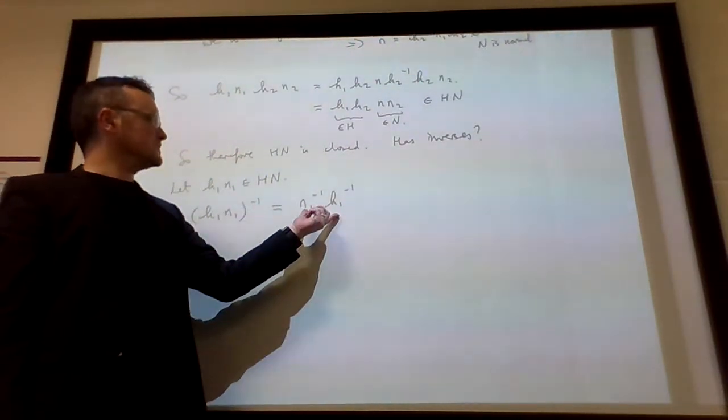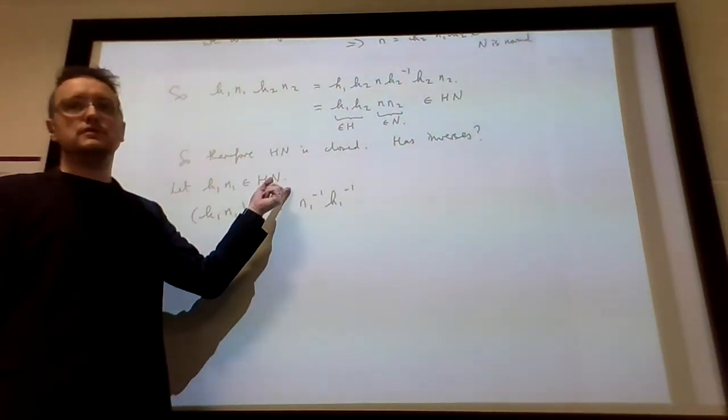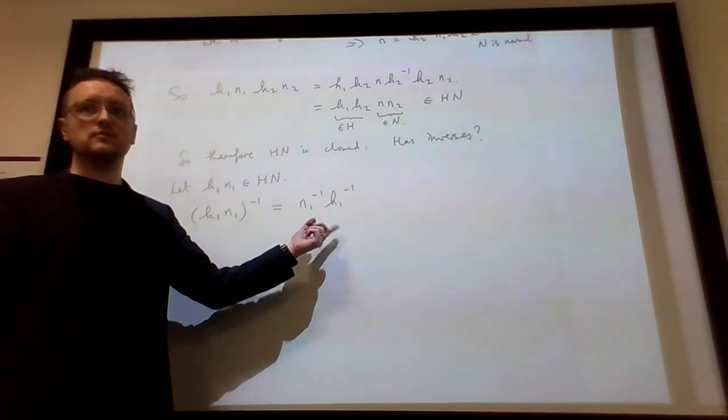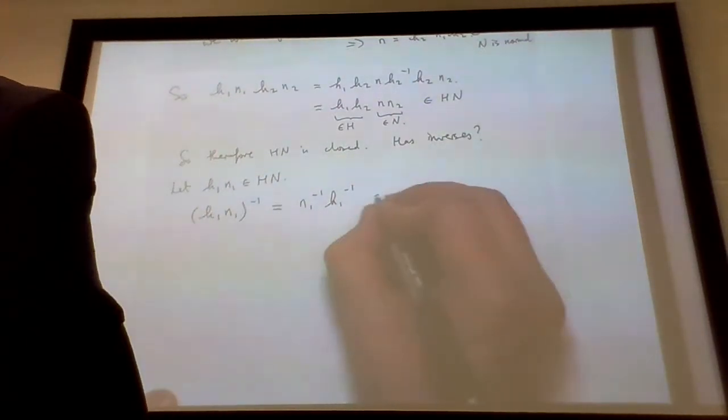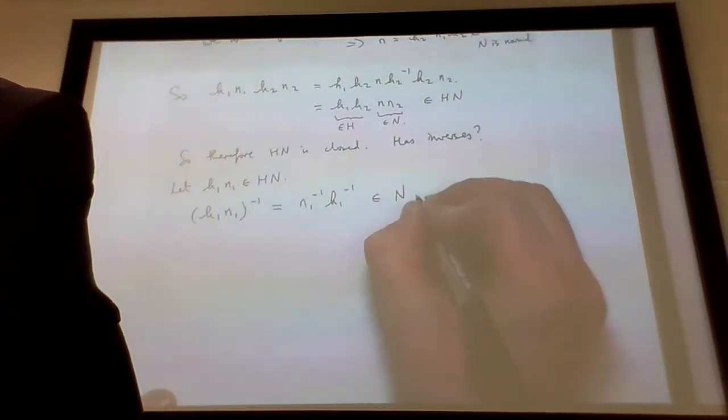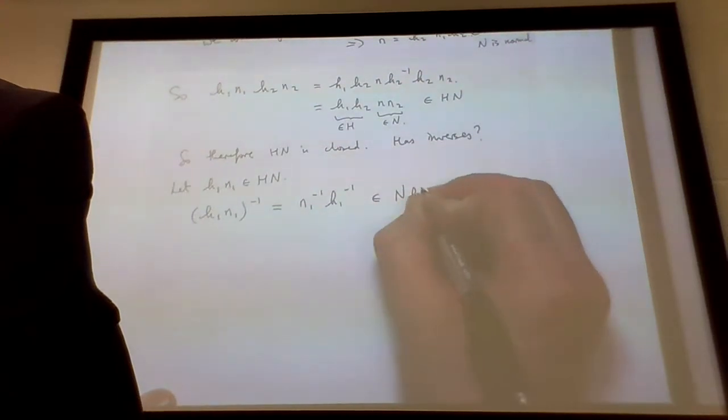But at the moment, it looks like an element of NH, because it's something from N times something from H. Okay? But maybe we don't even need to mess around with conjugates. We can just appeal straight to the normality of N. This is certainly an element of N, this right coset, isn't it?